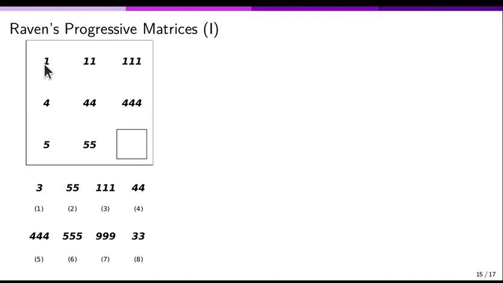It's generally a 3x3 grid with one square missing, and your challenge is to find what goes in that square. Generally we give you 8 possibilities, and you choose which one goes in that square. And that's all we do. For some of them, it's really easy. So this one, 555 seems like a pretty natural thing to put there.